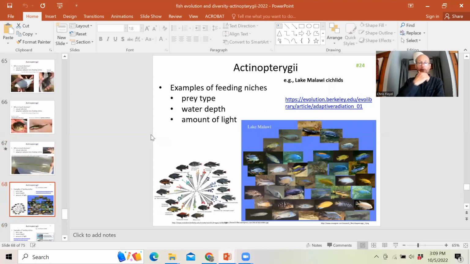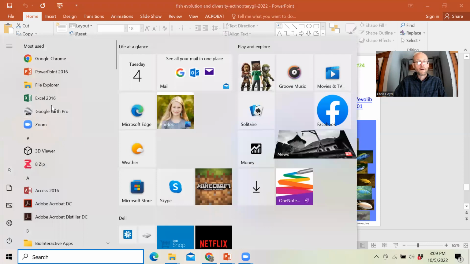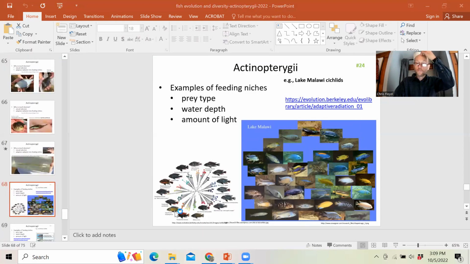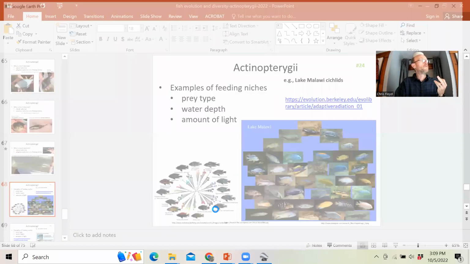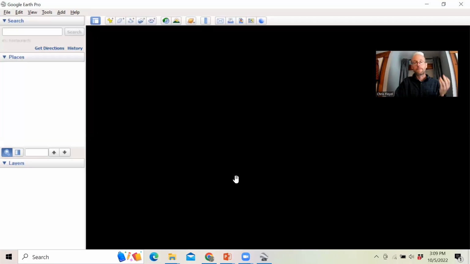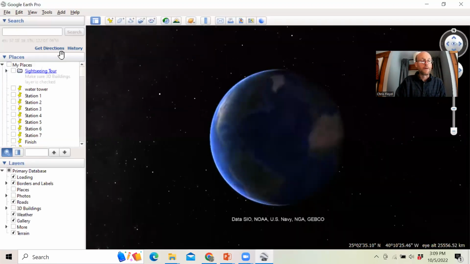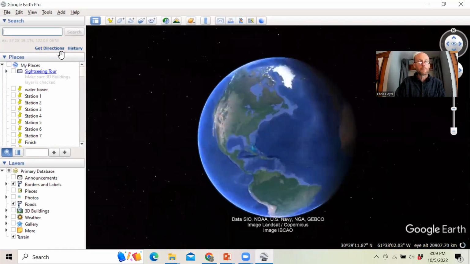So, some examples of feeding niches. One of the best examples of this is the Lake Malawi cichlids. So the rift lakes of Africa, these are famous for what we call examples of adaptive radiation.